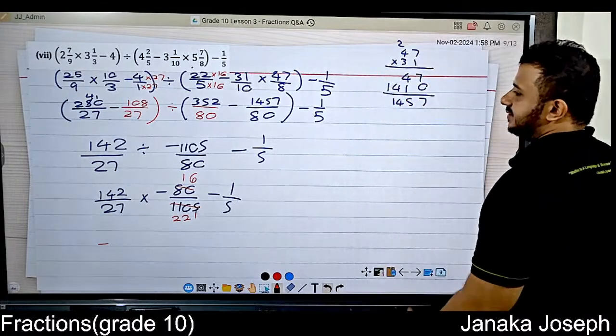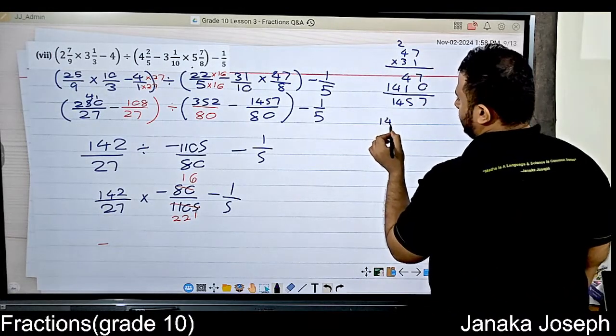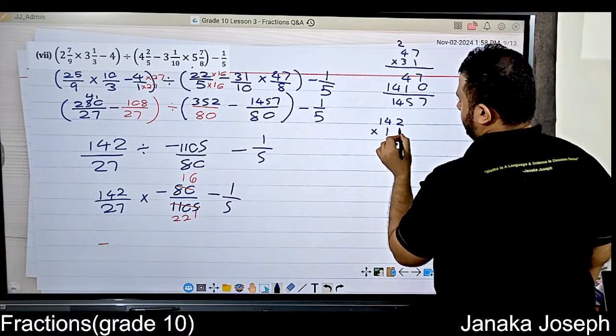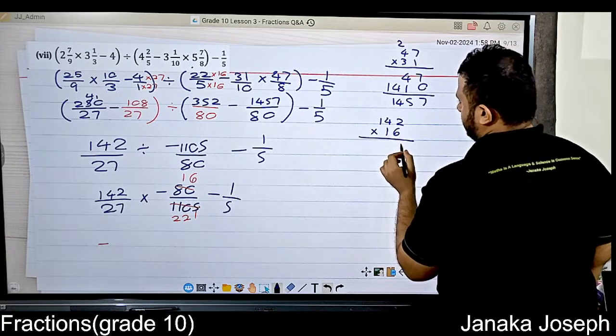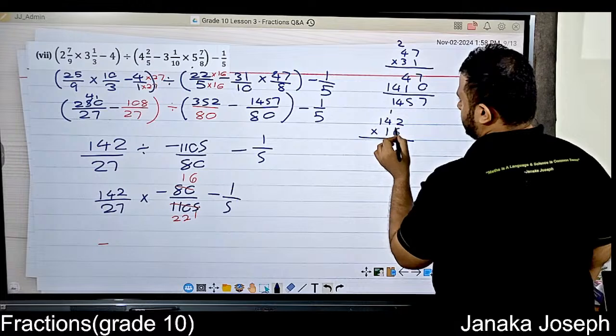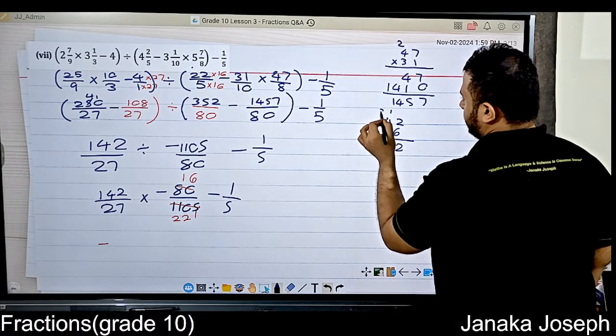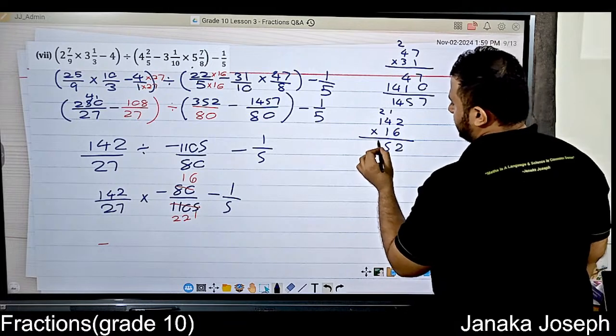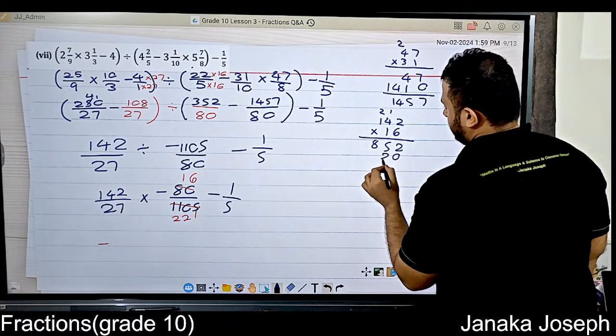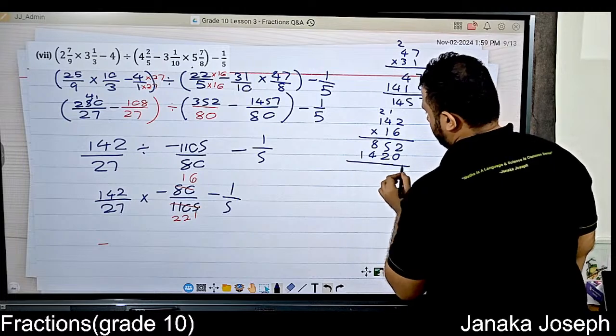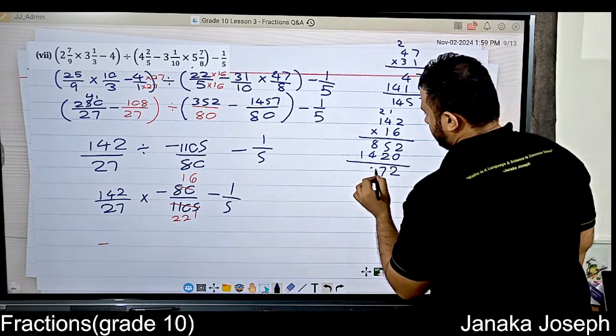142 times 16. 6 times 2 is a 12, 1 comes here. 6 times 4 is a 24, 25. 6 times 1 is 6 with this 8, 0, 2, 4, 1. That's a 2 and a 7 and a 2 and a 2.